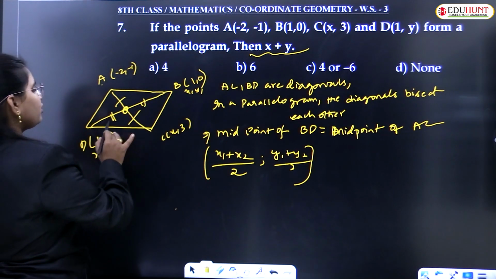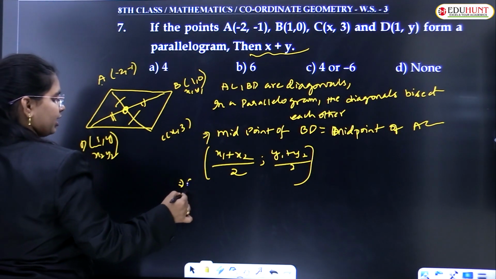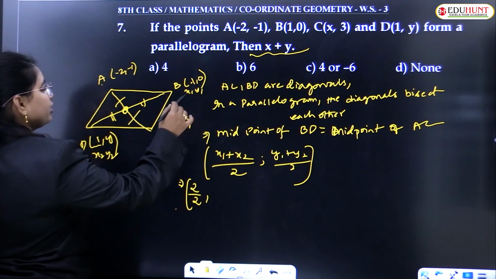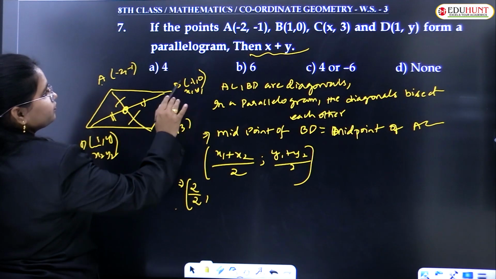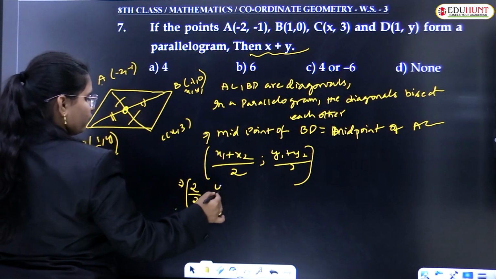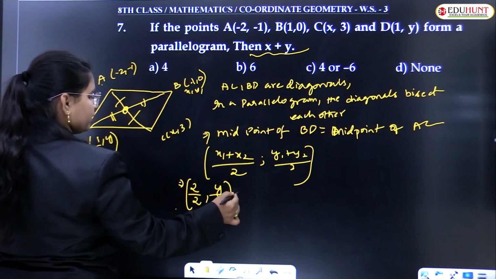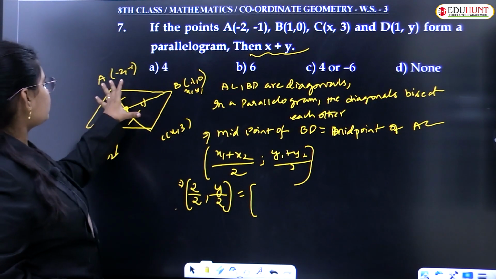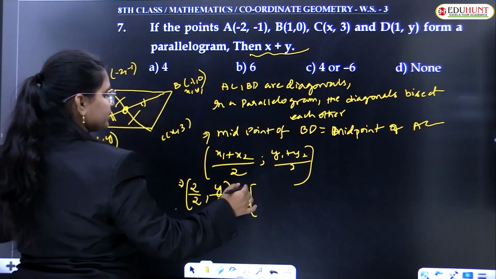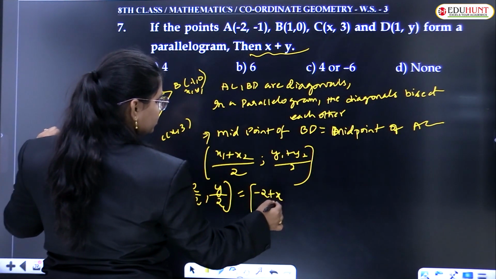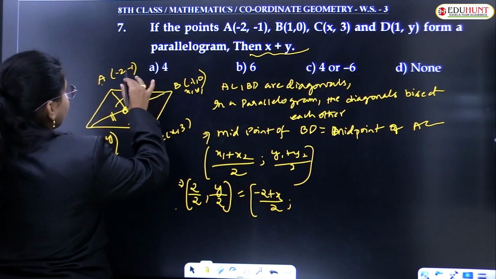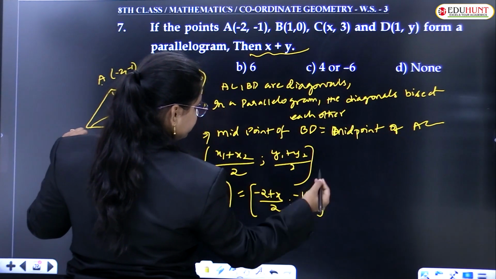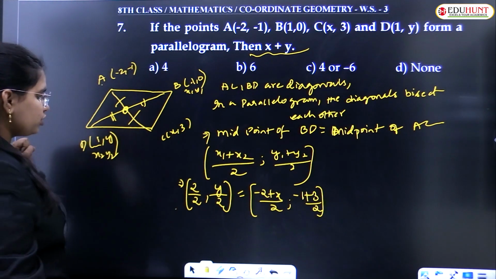So what is BD here? First, for the x coordinate I write 1 plus 1, which is 2, by 2, correct? Next, 0 plus y by 2. So the first one is done. This is exactly equivalent to the midpoint of AC. So what is the midpoint of AC? (Minus 2 plus x) by 2, (minus 1 plus 3) by 2. Done.